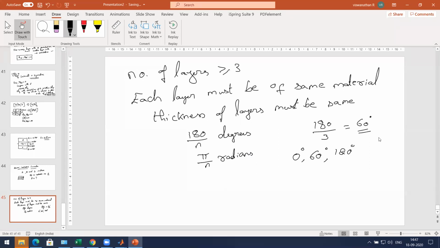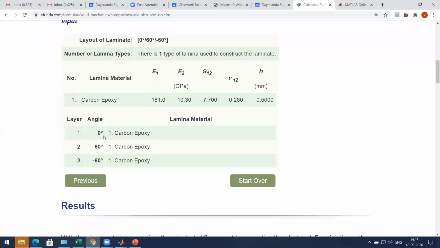Both are the same. Now, 0, 60, 120. How do you write this 120? Can we write it as 0, 60, minus 60? Yes, sir. So this is what we did when we took the laminate here: 0, 60, minus 60.